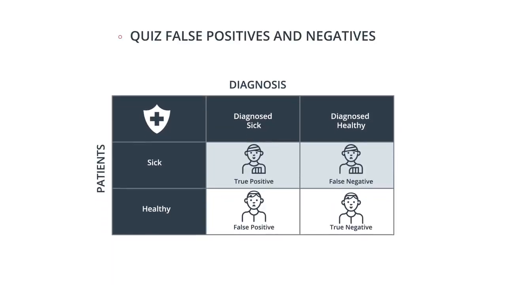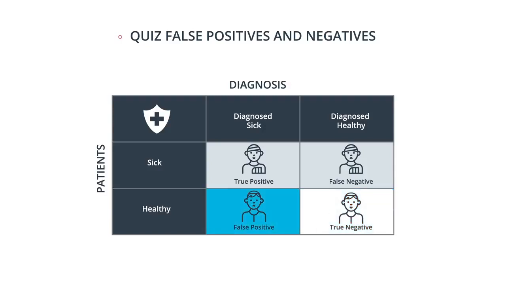So let's go back to our two examples, the medical model and the spam email model. Recall that for the medical model, we have four possibilities. A true positive, which is when the patient is sick and we correctly diagnose them as sick. A true negative, which is when the patient is not sick and we correctly diagnose them as not sick.